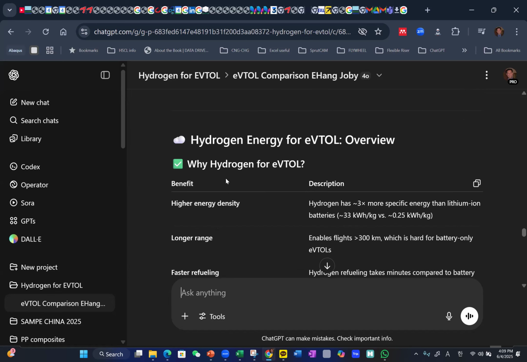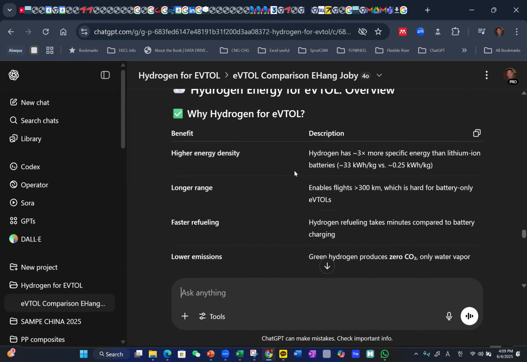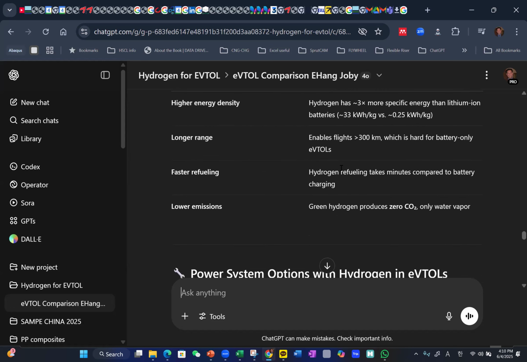So why hydrogen for eVTOLs? Well, hydrogen has 3 times more specific energy. You know, what does specific energy mean? Specific energy means that 3 times more energy can be stored per kilo, okay, per kilo, compared to lithium-ion batteries.